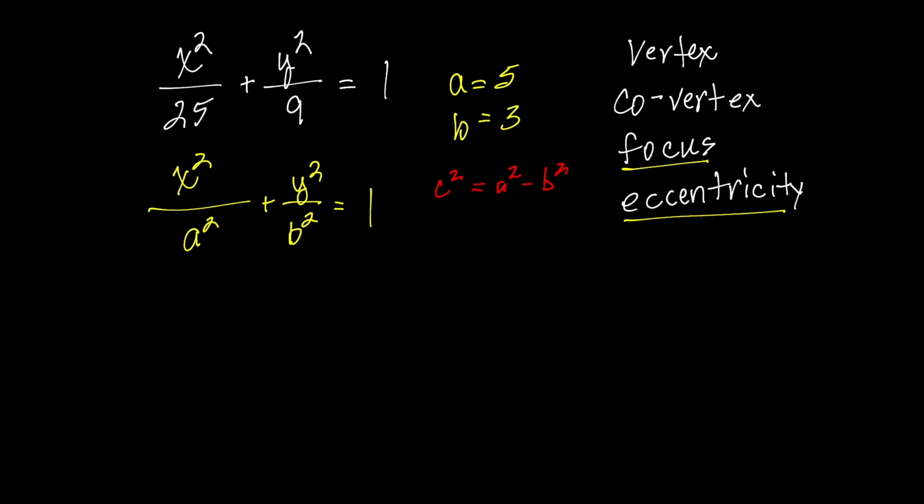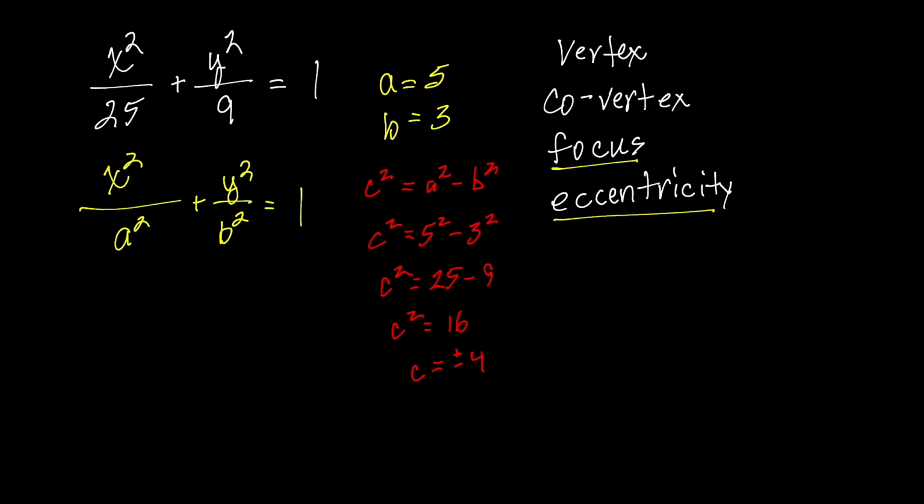I can find my C here because C squared equals A squared minus B squared. With these contrived problems, everything usually works out pretty nicely. So 25 minus 9 gives us 16. That means C is equal to plus or minus 4. When I go to graph this, I could graph the foci, but first we'll just list what they are.